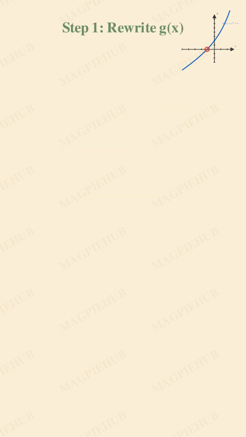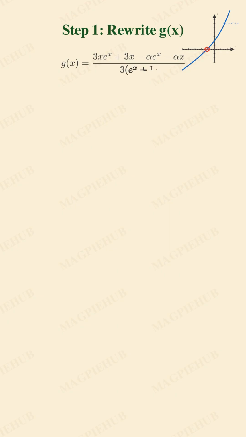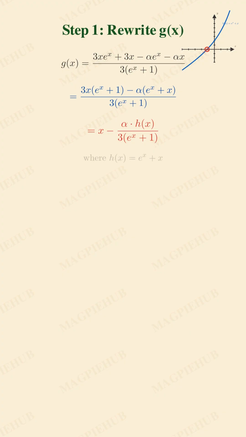Step 1, let us rewrite g of x. The numerator is 3x times e to the x plus 3x minus alpha times e to the x minus alpha x. We factor this as 3x times the quantity e to the x plus 1 minus alpha times the quantity e to the x plus x, dividing by 3 times e to the x plus 1. We get g of x equals x minus alpha times h of x over 3 times e to the x plus 1, where h of x is e to the x plus x.